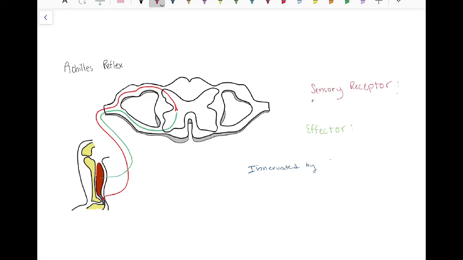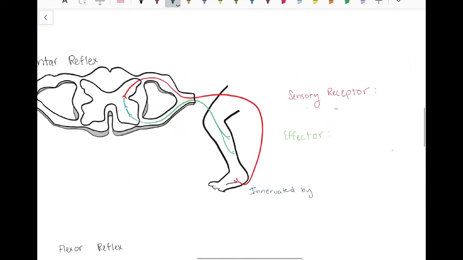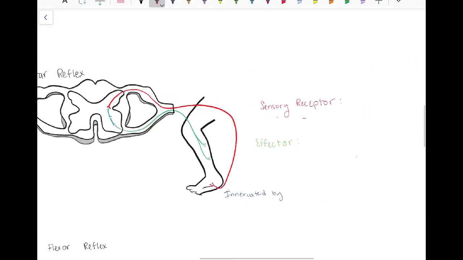All right, next we have the Achilles reflex. This is a very similar concept, a monosynaptic reflex arc, very similar to the patellar tendon. When you strike the Achilles tendon, the muscle spindle fibers in the gastrocnemius sense it, and then it sends signals through the effector to the gastrocnemius muscle to contract, causing a twitch of the foot or flexion of the foot. This is innervated by the tibial nerve.